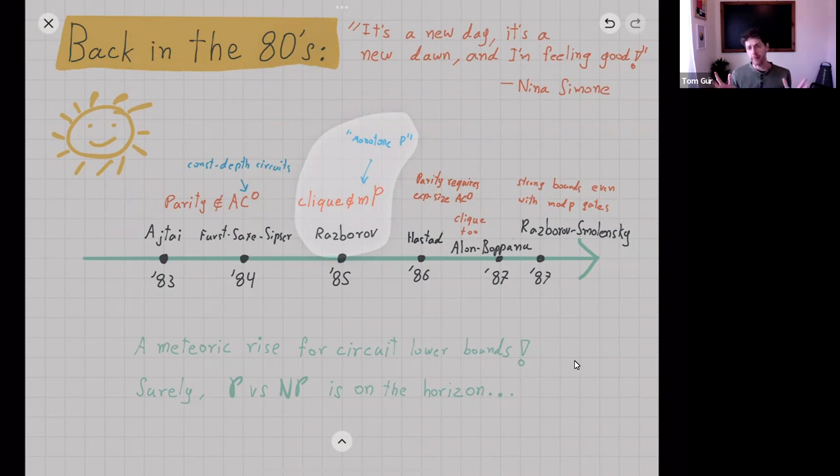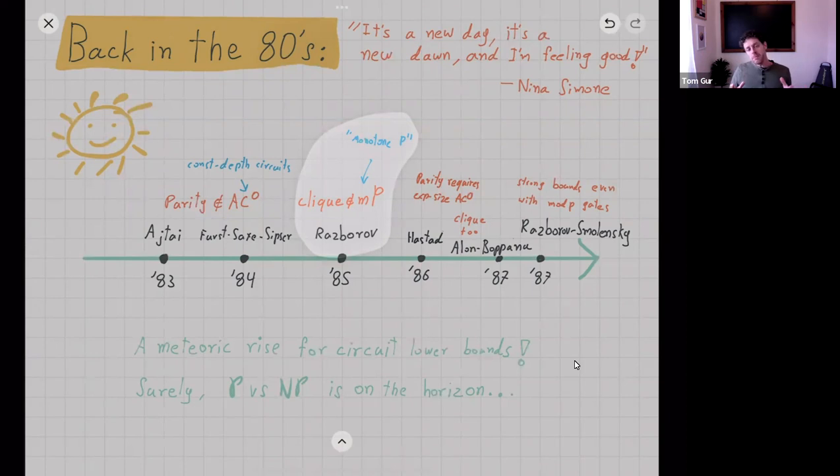Why? Because we have clique. It's a really important problem. It's a really hard problem. It is also a problem which is monotone. So what is clique? We have some graph and we want to know whether there's a large clique in it, a large set of vertices where everything is connected.